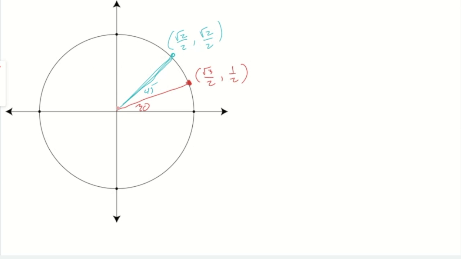And the last one, 60 degrees. It's just that 30 just switched: 1/2, root 3 over 2. And then we know here is going to be 1, 0. This one's going to be 0, 1.